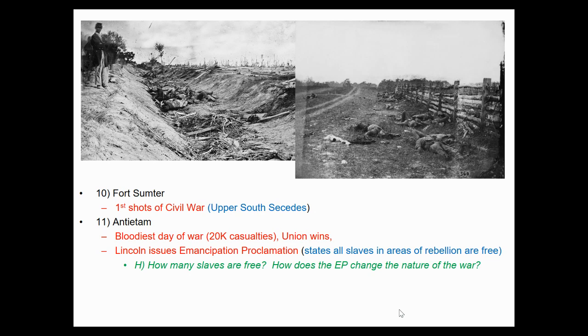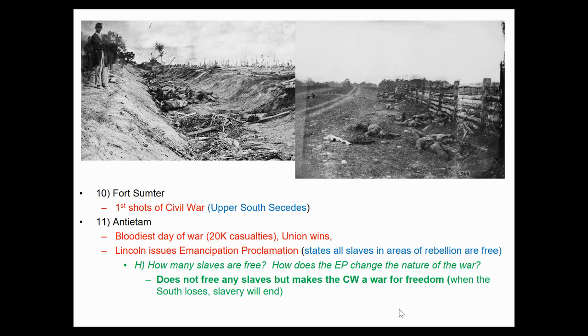And the answer is, it does not free a single slave. Remember, the areas of rebellion are another country. So he's basically freed slaves that are in another country. And also, slave areas that are not in rebellion, the border states, they still get to keep their slaves. So then why is it important if he's issued a proclamation that doesn't free a single slave? Because basically he says when the war ends, we're not going to have slavery anymore.